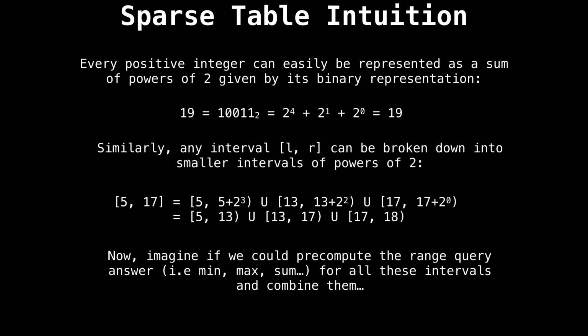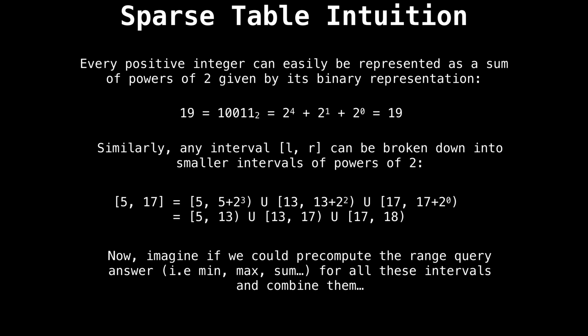So I want to give you a brief intuition on how a sparse table works at a high level without getting into too many details. If you think about any positive integer, you know that it can easily be represented as the sum of powers of 2 given by its binary representation. For example, the number 19 in binary is 10011, which is equivalent to 2 to the power of 4 plus 2 to the power of 1 plus 2 to the 0.